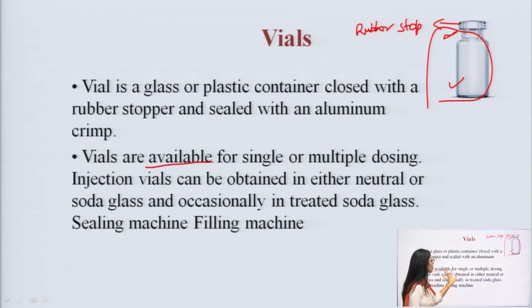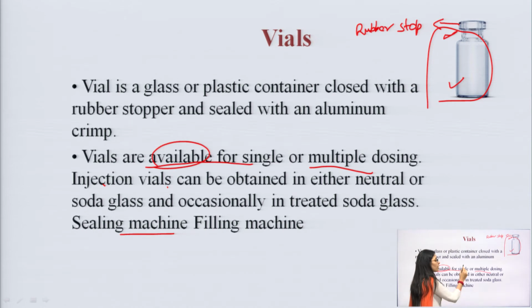Vials are available for single or multiple dosing. They can be majorly available for single dosing and also for multiple dosing. Injection vials can be obtained in either neutral or soda glass and occasionally in treated soda glass. Sealing machine, filling machine. Okay. What is happening?